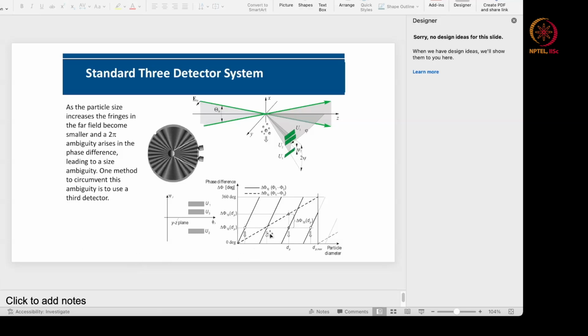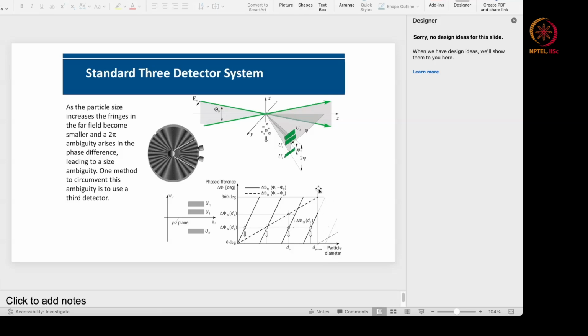Essentially it is the phase difference between detector 3 and detector 2 that actually gives you the particle size. So that is a unique function of the particle size. Think about it, that is exactly what it is. Because this is between detector 1 and 3, this is between detector 1 and 2, and this is a unique function of the particle diameter, the phase difference between detector 3 and 2. That is 3 and 2. Essentially, this is how you nail the system.